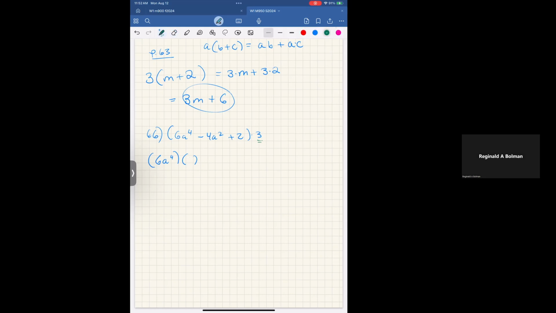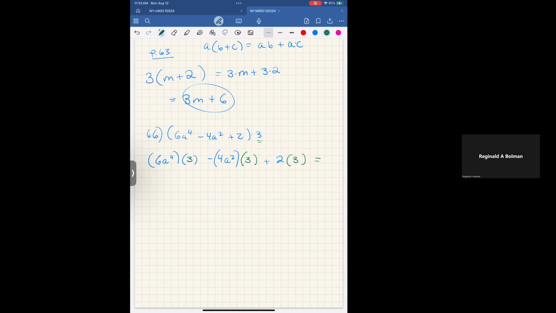You're going to have 6a to the 4th multiplied with 3, right? Minus 4a squared. That doesn't change, but it'll now be multiplied with 3. Plus 2, that doesn't change, but it's multiplied with 3. Again, take some deep breaths, guys. All right.